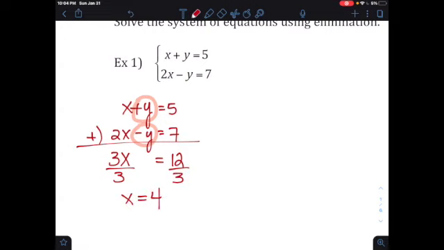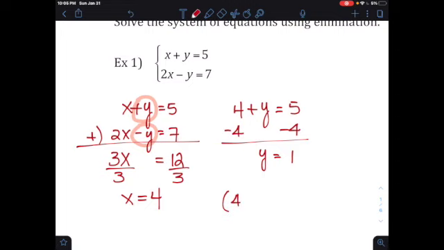And once x equals 4, you can plug into the equation on the top one or the bottom one. I always like to go with the easy one, so I will plug into the top one. So x equals 4, so 4 plus y equals 5. If you minus 4 on both sides, therefore your y just equals 1. Now, the ordered pair is going to be in alphabetical order, so it's going to be 4, 1.